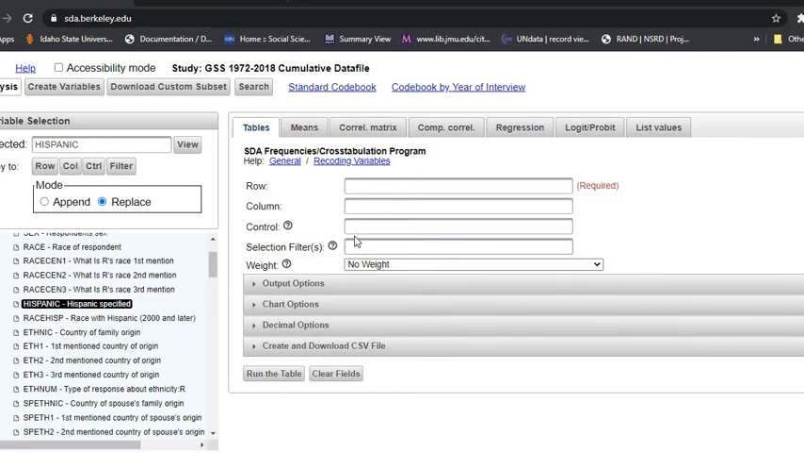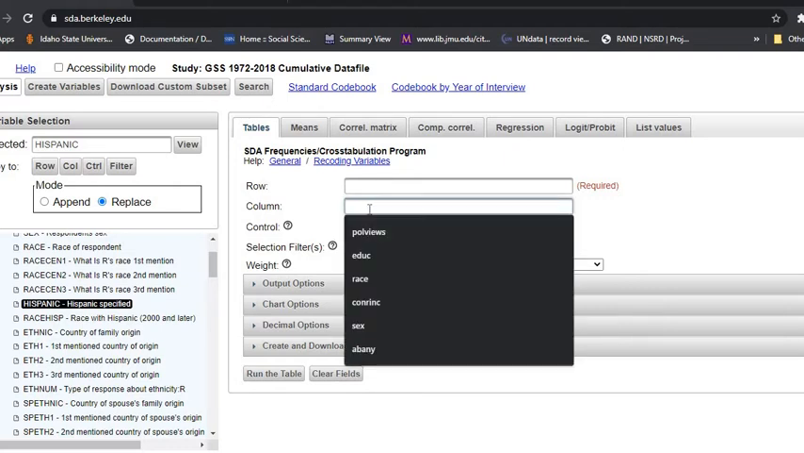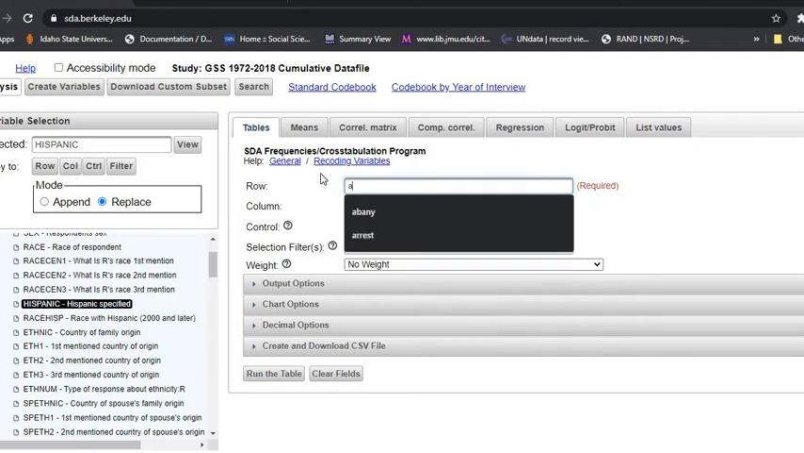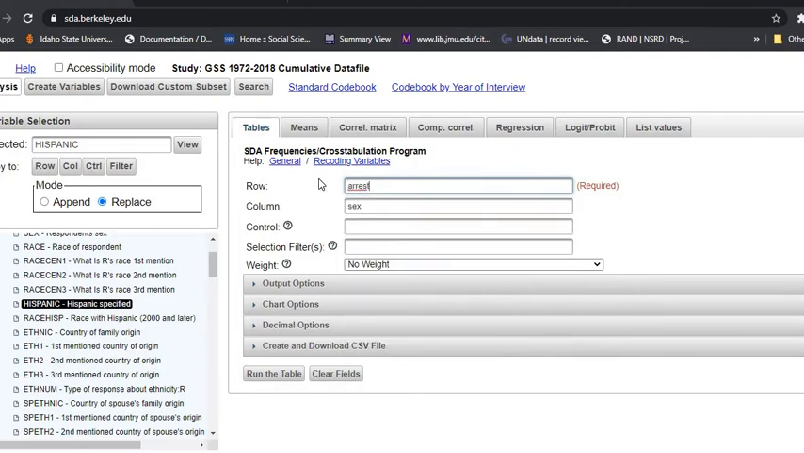Everybody's the same. So then what you want to do, if you're interested in looking at the relationship between gender and arrest, well, you've got to know what gender is called. I happen to know that the variable name for gender is sex, S-E-X. And you're going to want to put that variable in this column field here, and you'll see how this works. You want to put that in the column field. The other variable that I'm interested in, remember it's called arrest, we're going to put it in this field here. And it's as simple as that.